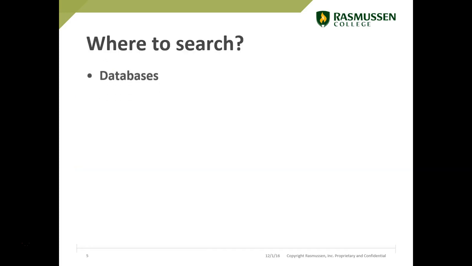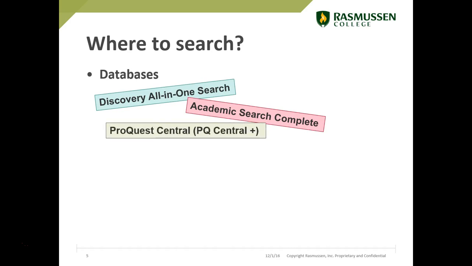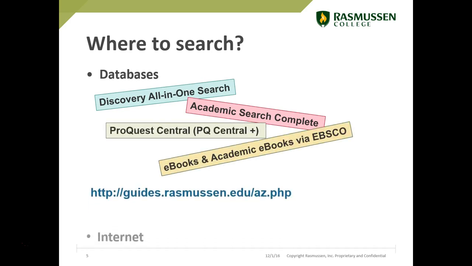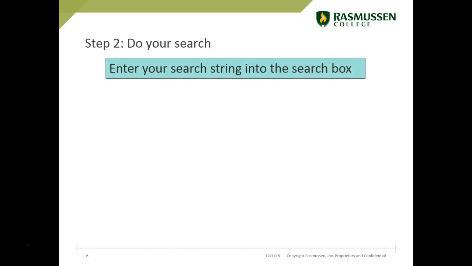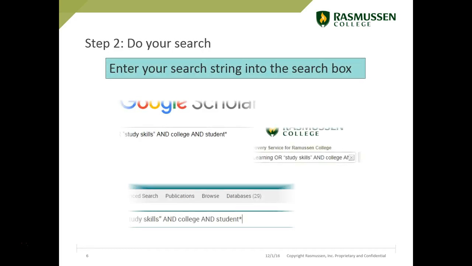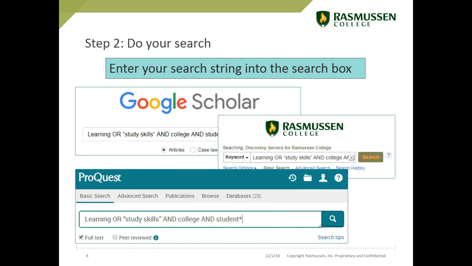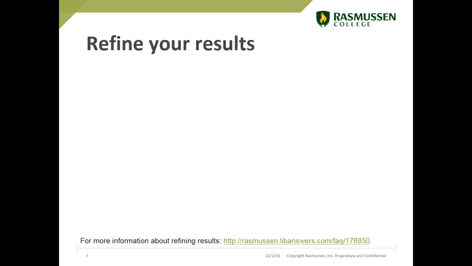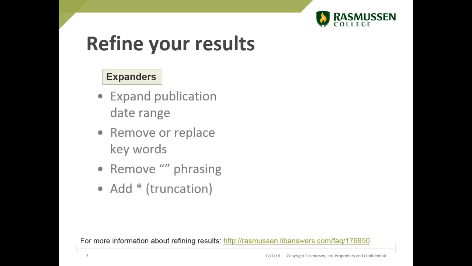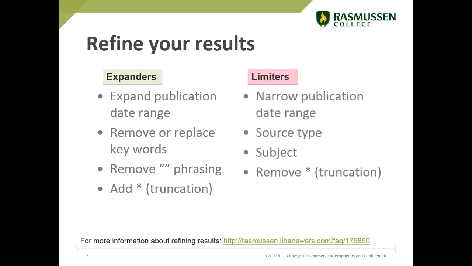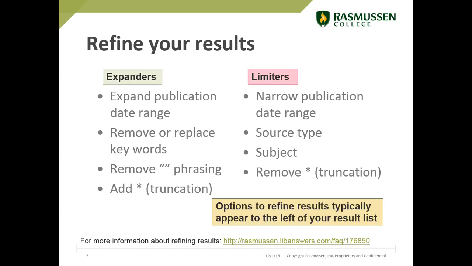Conduct your search using one of the databases available to you or on the internet. Enter your search string into the search box to get started. Once you get the results of your search, use limiters or expanders to refine your results. Expanders increase the number of results returned by broadening your search, and limiters reduce the number of results by limiting your search. Once you locate sources to use in your paper, make sure to evaluate them for credibility.